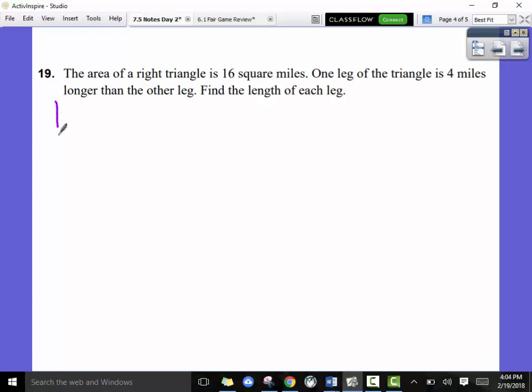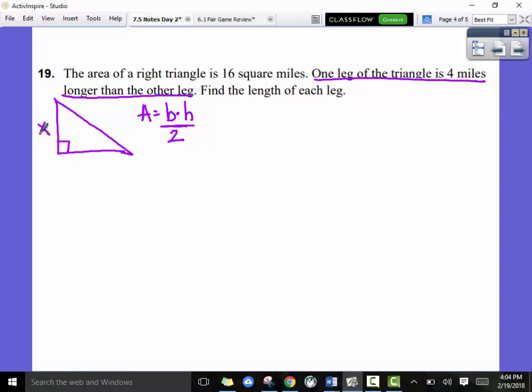So first of all, I would start to draw a diagram. Right triangle. And I know area of a triangle is base times height divided by 2. And I have an expression. One leg of the triangle is 4 miles longer than the other leg. So if one leg is x, the other is x plus 4. And then I know my area is 16 square miles.